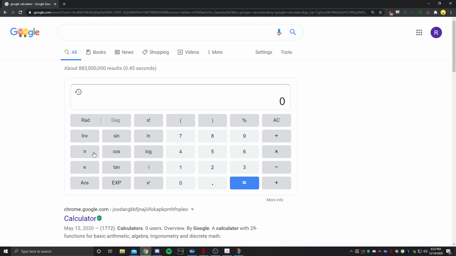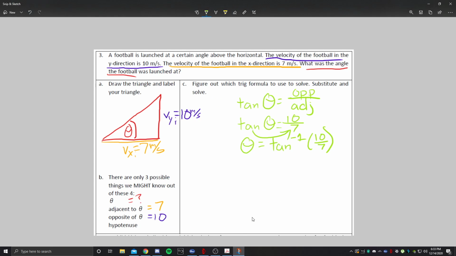And now you're going to do inverse tan, tan^-1. Make sure you switch to degrees. And then you do 10 divided by 7, and close your parentheses. Then you get 55 degrees. Perfect. So our theta is 55 degrees, and that's the angle the ball was launched at.